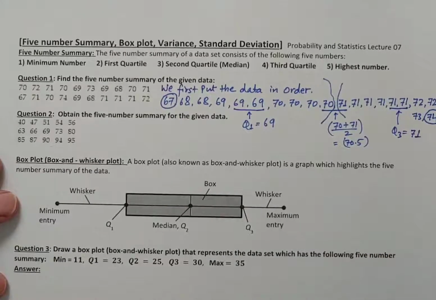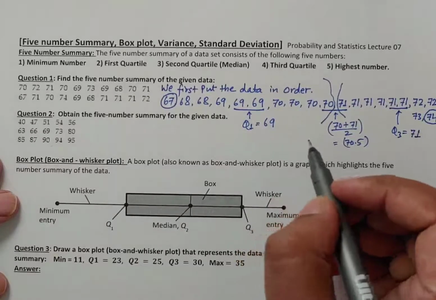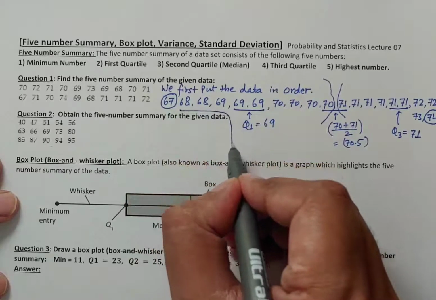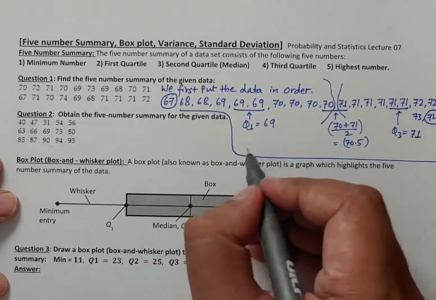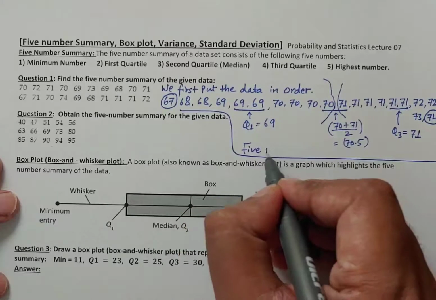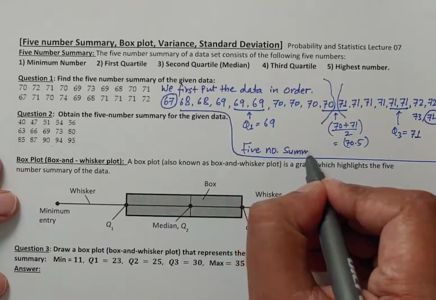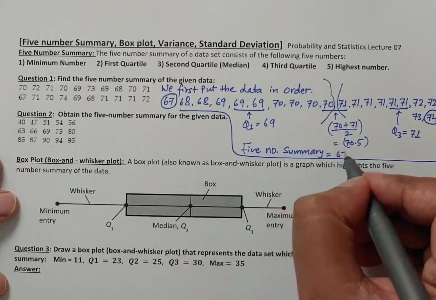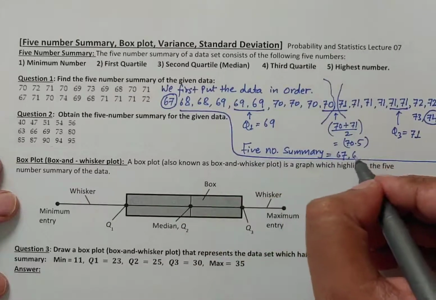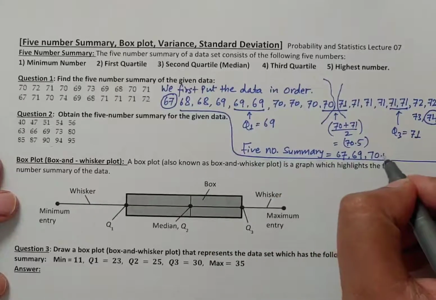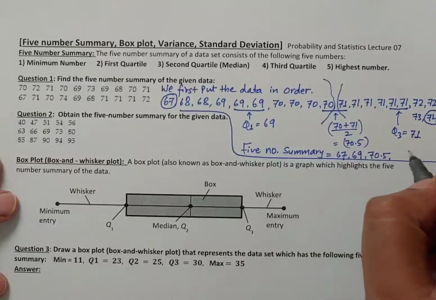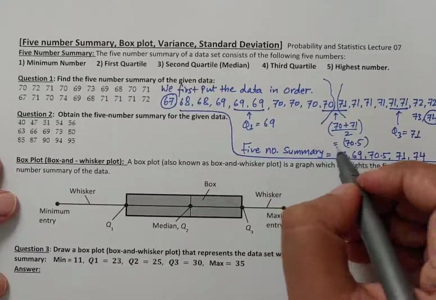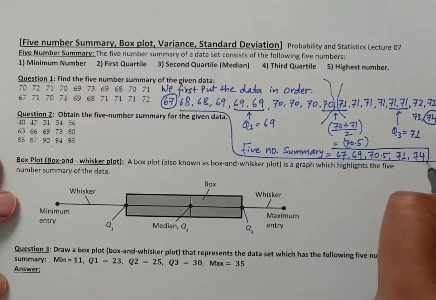Okay, so the 5 number summary, putting these numbers all together, equals 67, 69, 70.5, 71, and 74. This is the 5 number summary of this data.